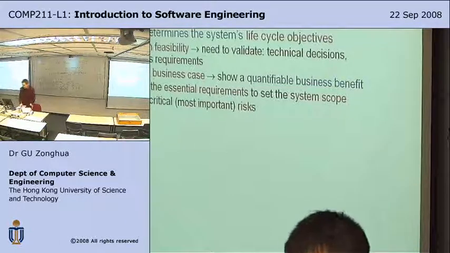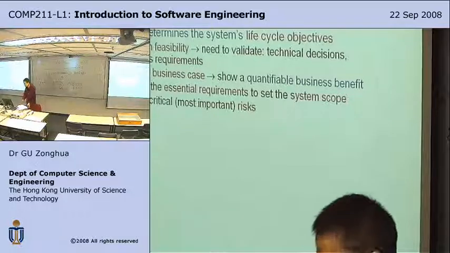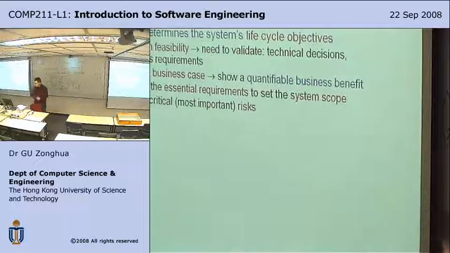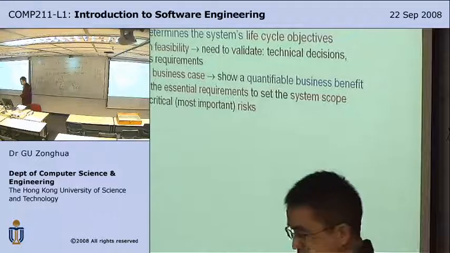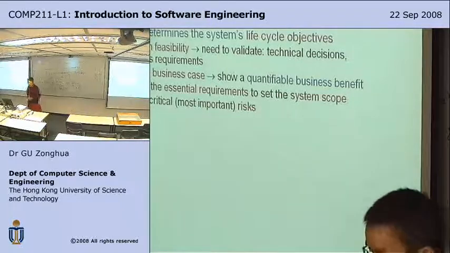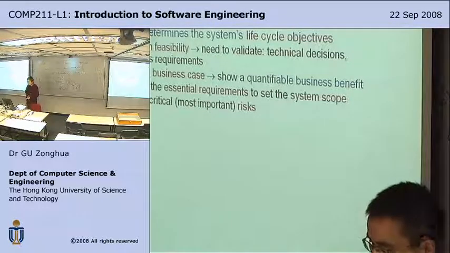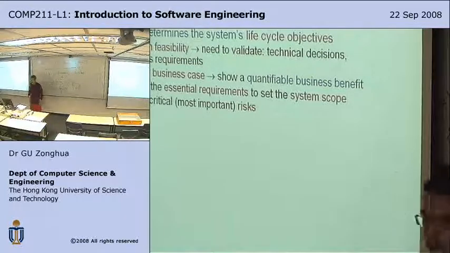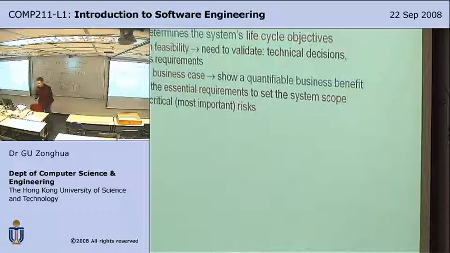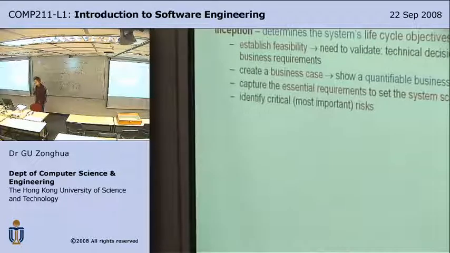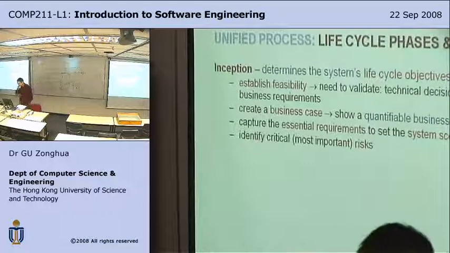So let's talk in more detail about the different phases. For the inception phase, you determine the system's lifecycle objectives, and establish feasibility to validate technical decisions and business requirements. Is it feasible to develop the system? Is it too ambitious or not? Create a business case, that is, show a quantifiable business benefit. So you're building a system, you're taking money from your client. You need to present a case for it. Why are the clients spending the money? Can the return on investment of the system justify the cost?